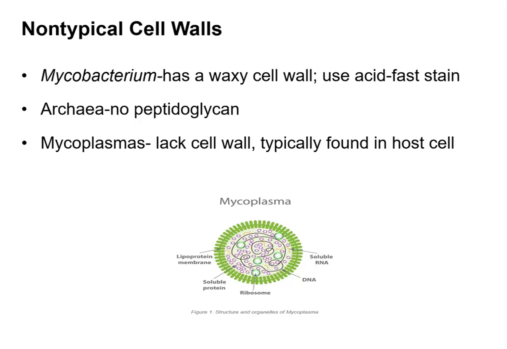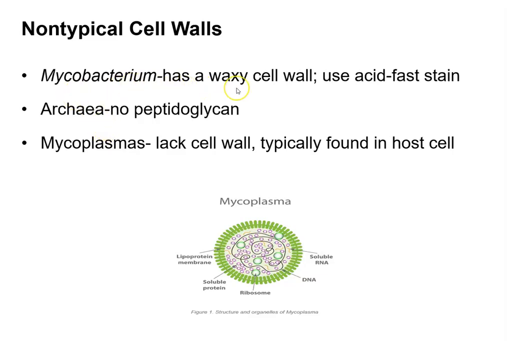So we said that the archaeans do not have peptidoglycan in their cell wall. Instead, they have pseudopeptidoglycan. So when we look at these non-typical cell walls, the archaeans definitely are not going to have cell wall construction that's like our regular bacteria. But we do have a few bacteria that have different cell walls.